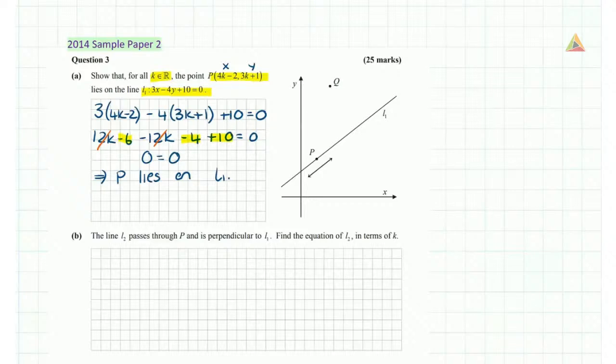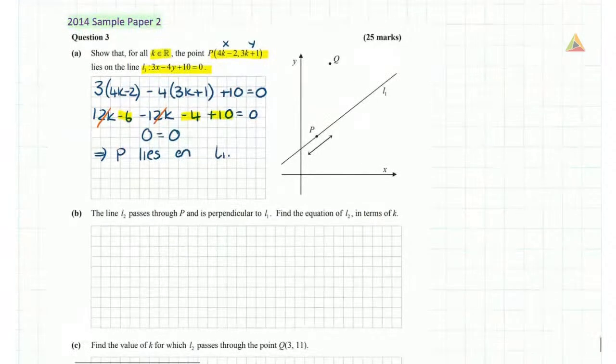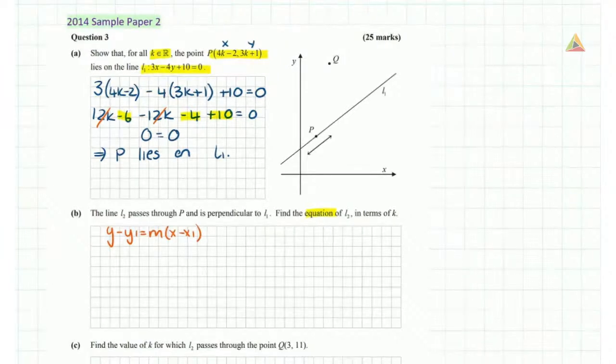Part B, the line L2, so a different line, passes through P and is perpendicular to L1. Find the equation of L2 in terms of K. So it's an equation that we're looking for. So straight away I write down my formula from page 18. Y minus y1 equals m bracket x minus x1. I need two things. I need a point, but we're given a point. It's the point P, so that's 4k minus 2, 3k plus 1. So that's going to be my x1 and my y1.